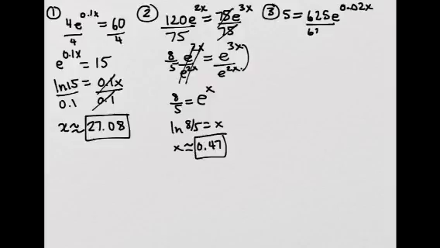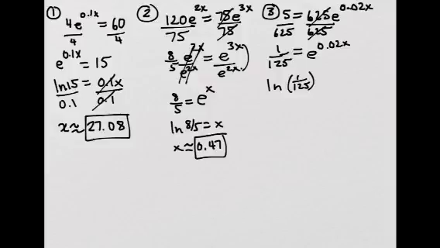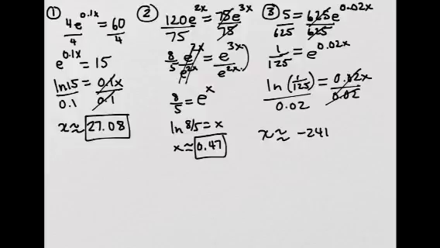So we're going to divide by 625. So that's 1 over 125, like that. So the base is e, so it's going to be natural log of 1 over 125 equals the exponent. We divide by the coefficient and plug this into a calculator, and we get x is approximately negative 241.42.